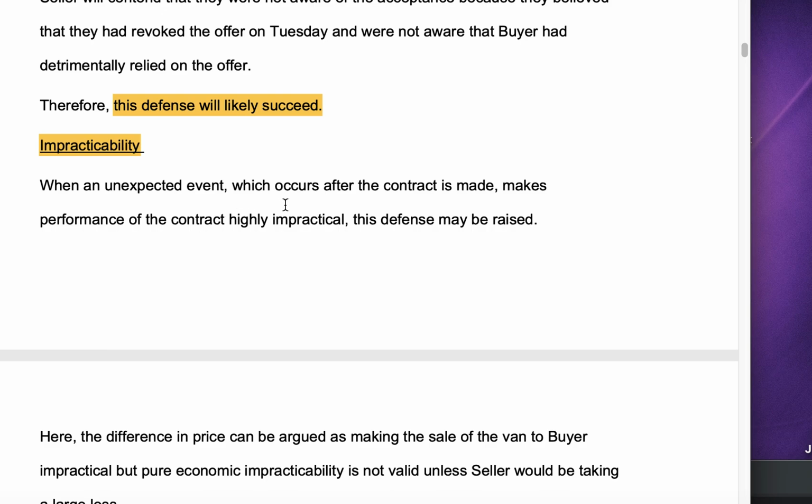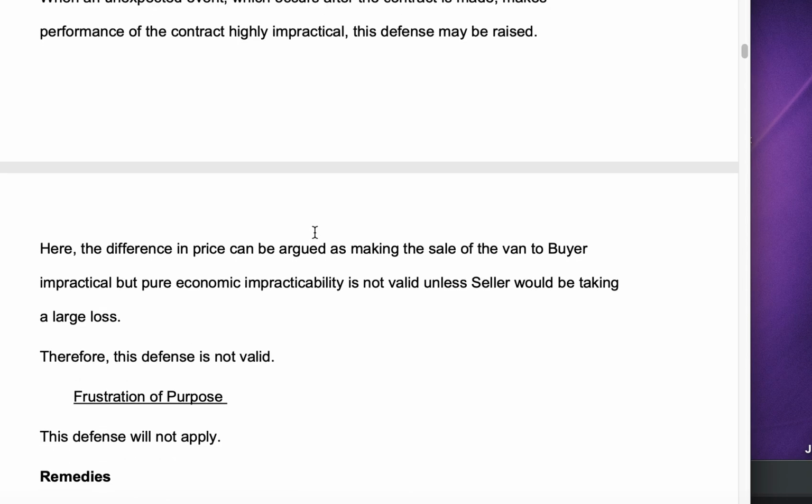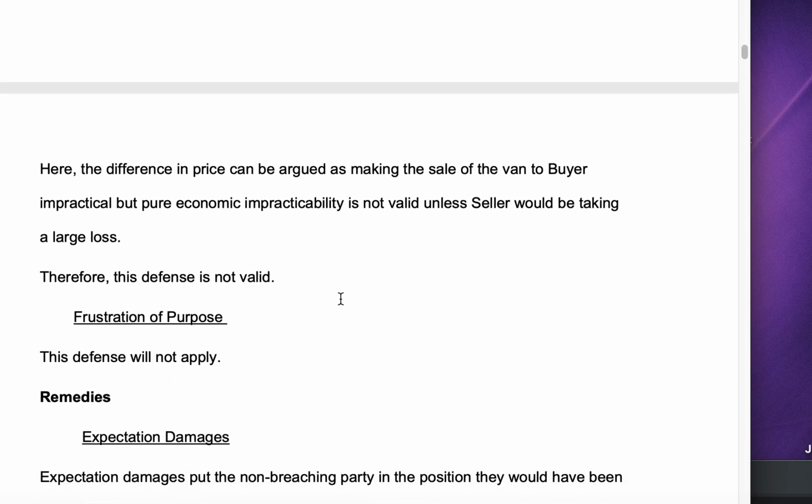An unexpected event occurs after the contract is made, makes performance of the contract highly impracticable. The defense may be raised. Here the difference in price can be argued as making the sale of the van to the buyer impractical, but pure economic impracticability is not valid unless the seller would be taking a large loss. Therefore, the defense is not valid. Frustration of purpose won't apply.